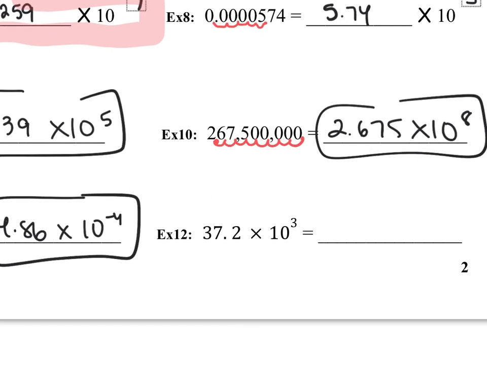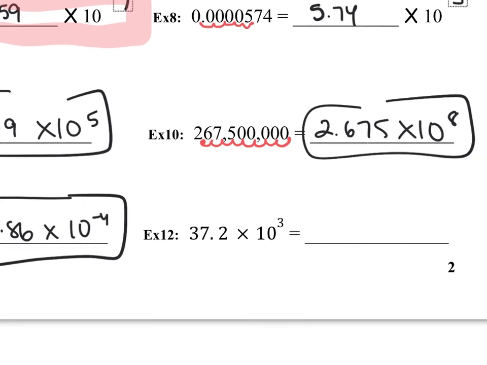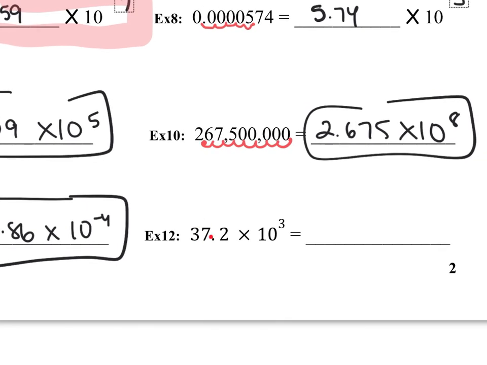So on the next one, you might be thinking, well, wait a minute, this is already in scientific notation. The problem is if I look to the left of my decimal, this is 37.2, and my C number, again, is supposed to be between 1 and 10. So 37 is far above 10. So this decimal is starting in the wrong space. But let's pretend for a second that this was in scientific notation and that it was okay. Well, my exponent would tell me to move this decimal 3 spaces to the right.